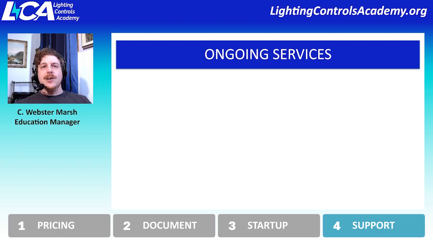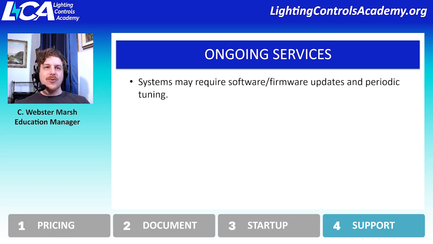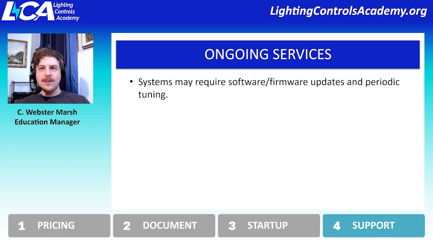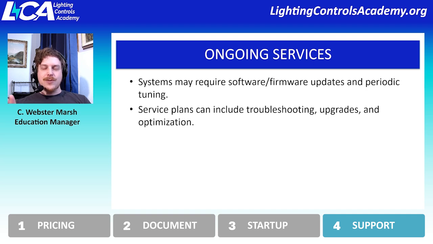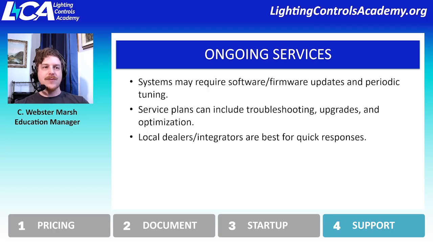And then finally, there's ongoing services. Ongoing services are cropping up more and more to support projects, primarily because systems will oftentimes need software and firmware updates, and periodic tuning, as I mentioned, the fussy calibration stuff. But also, having somebody on standby for troubleshooting any upgrades. They might want to expand the system, or optimize it if, over time, they're adding or removing stuff from the space, or they're reconfiguring the space. Having that on-call support can really help them through these kinds of revisions.